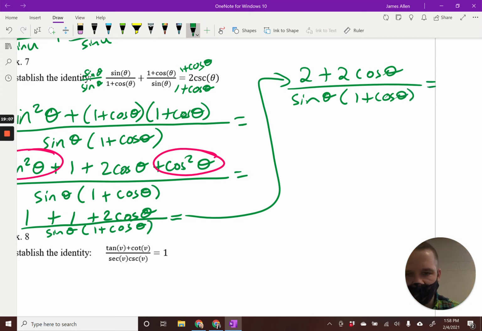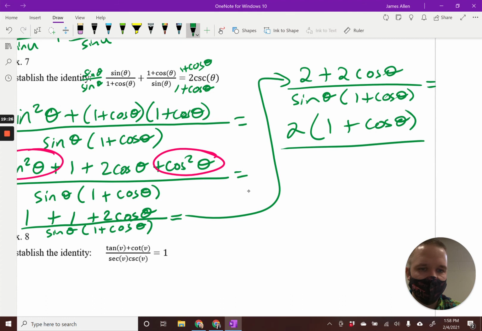And I forgot a parenthesis again. My goodness, I'm careless. Okay, so now you're looking, you're like, dude, what the heck, man? What can we do here? Hold up. Hold the phone. 2 plus 2 cosine theta. There's a GCF there, but that GCF is not a trig function. It is just the number 2. 1 plus cosine theta is left. Oh, snap.